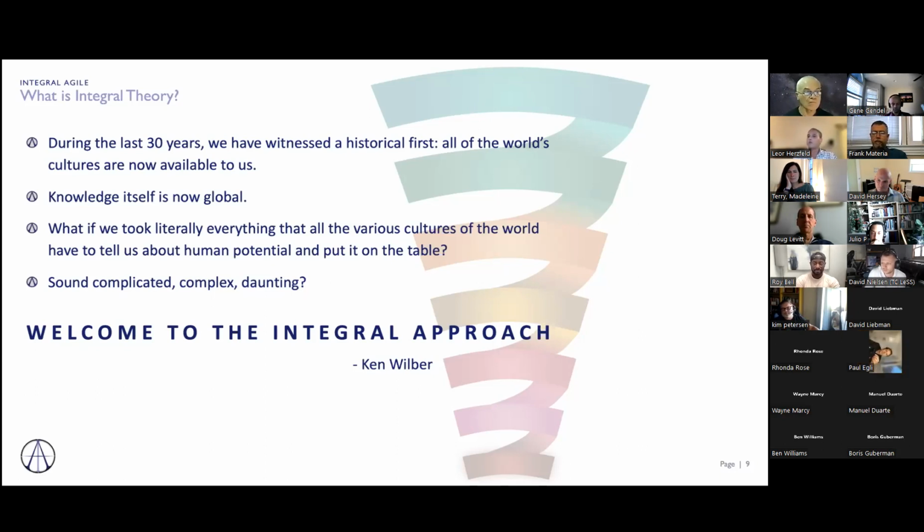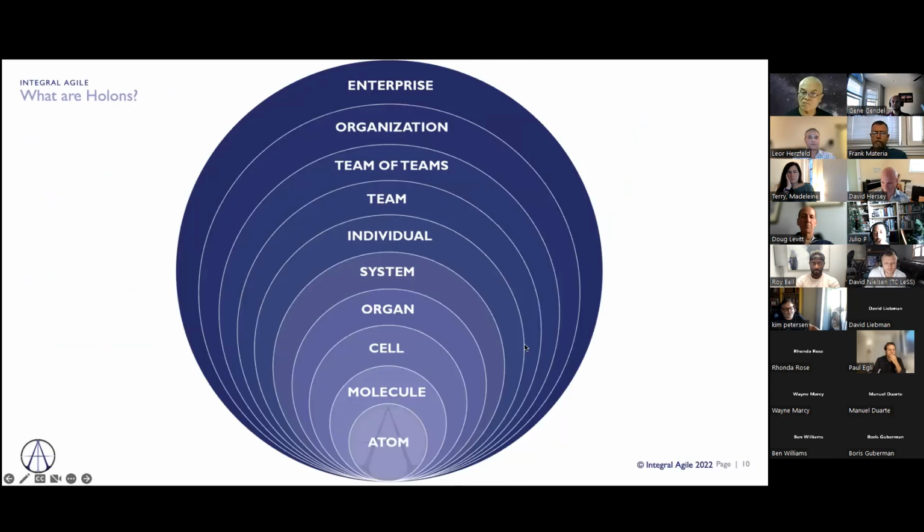So I'm going to show you two tools from the integral tool set, and hopefully you can see how they're applicable to anything in the whole world. We've decided to merge it and apply it to the way we approach Agile transformation. The first of these concepts is called holons.